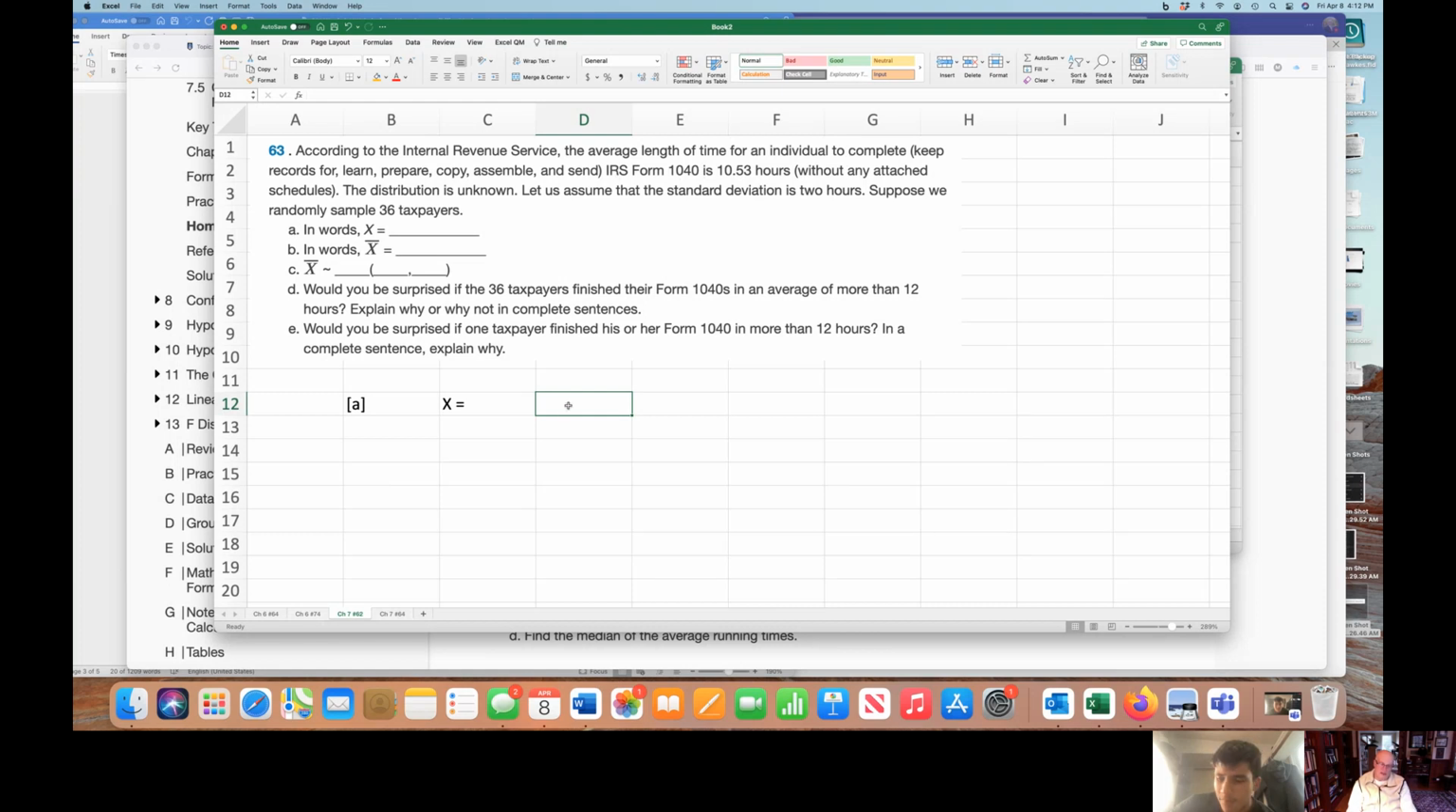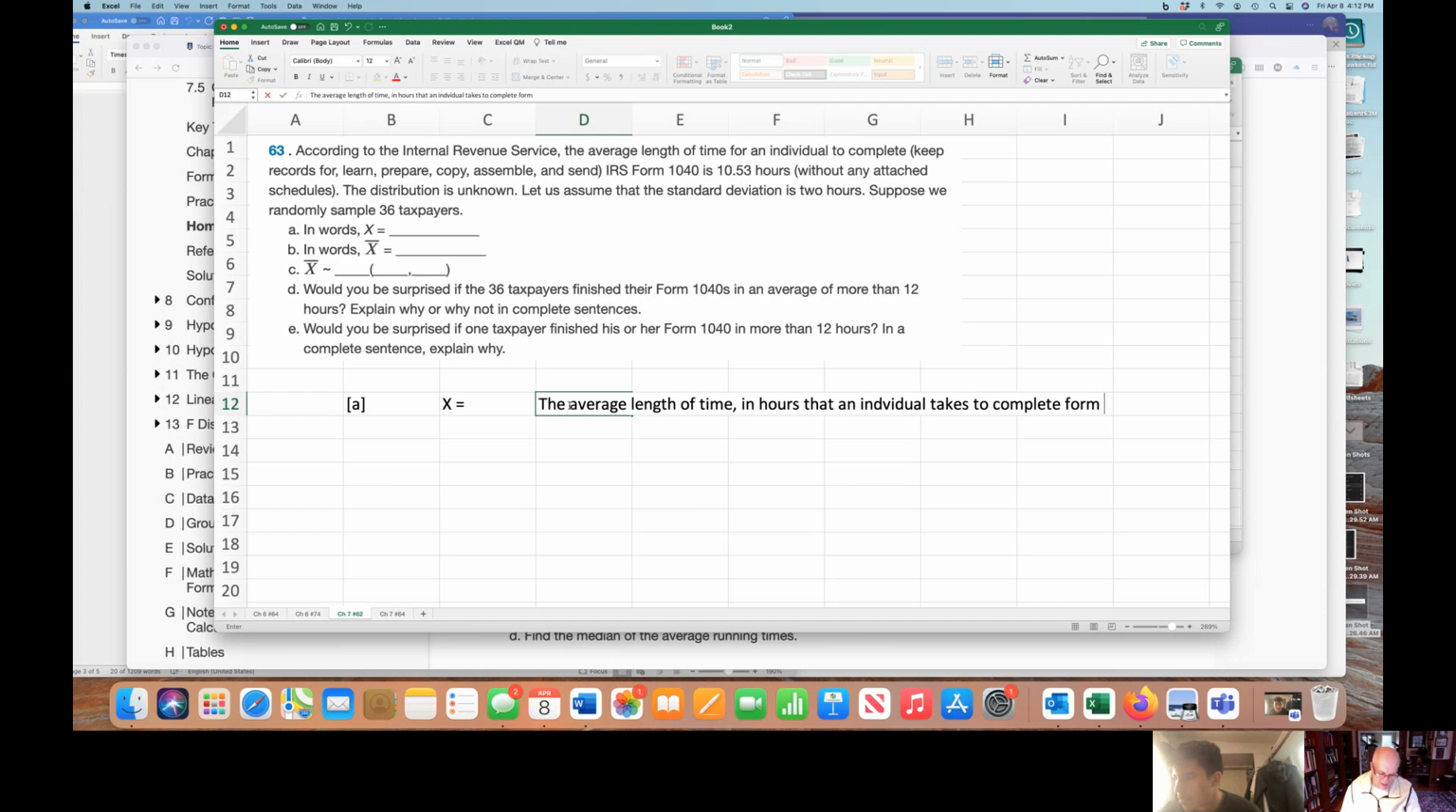That would be enough for me. Yep. They give it to you right in the problem. X is the average length of time, if I wanted to put it in hours, that an individual takes to complete Form 1040 with no attachments.